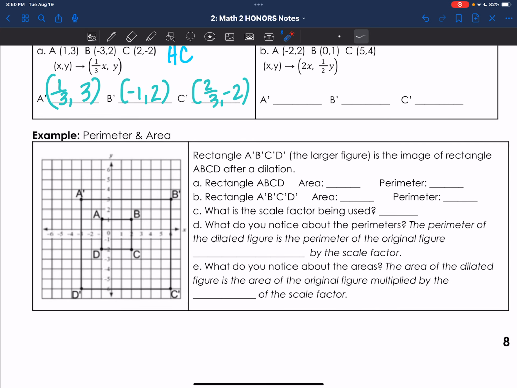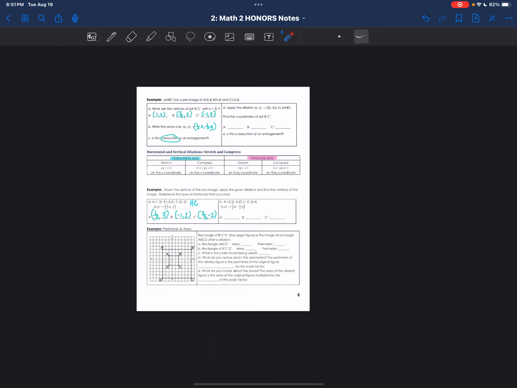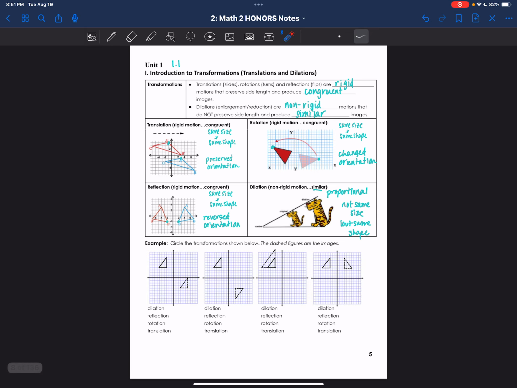And this last one, you're going to do all of this, and then we'll talk about this later, what you notice about the perimeters and what you notice about the areas. But you're going to go ahead, complete this, and then we'll talk about what you notice. All right, and then that is your introduction to transformations, which would be translations and dilations for this lesson.